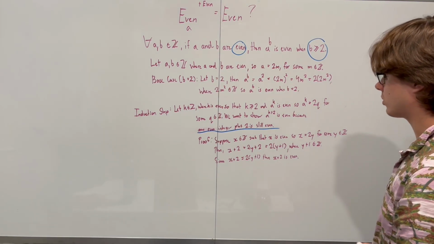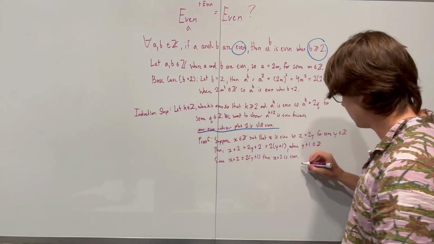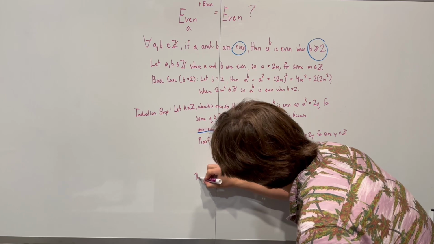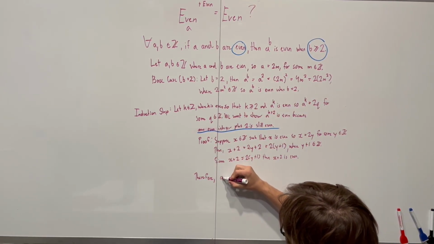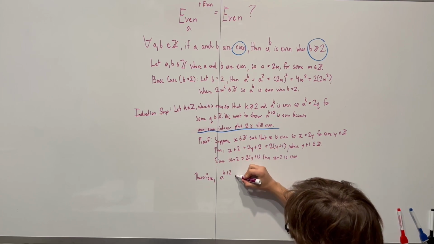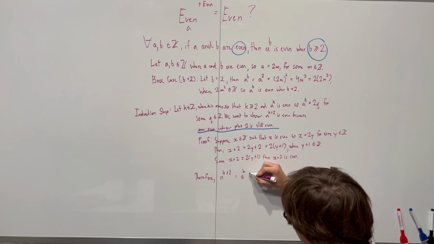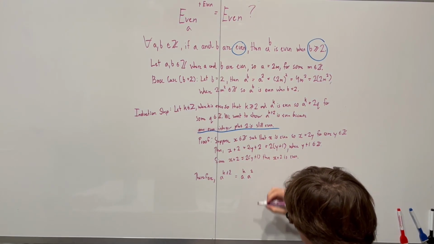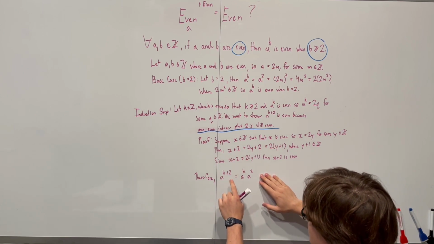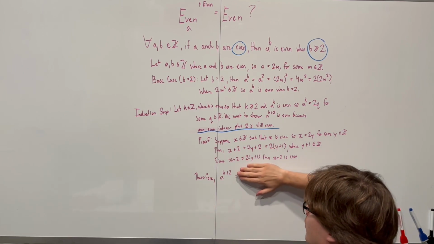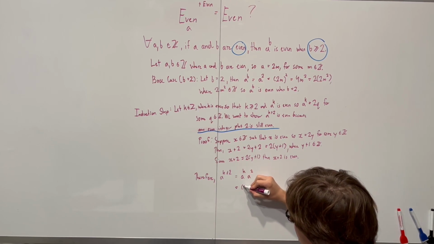Okay, now we can actually get to our induction proof. We want to show that a to the power of k plus 2 is even. So where do we start? We can say, therefore, a to the power of k plus 2 is going to equal, now remember your power rules, this is going to be the same as saying a to the power of k times a to the power of 2.